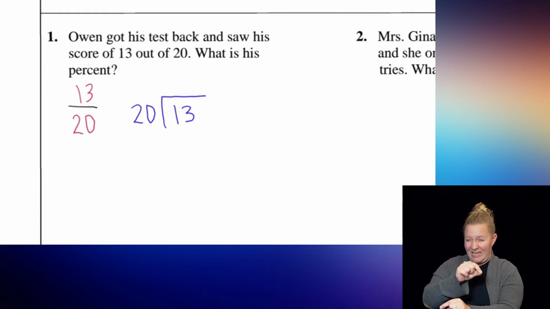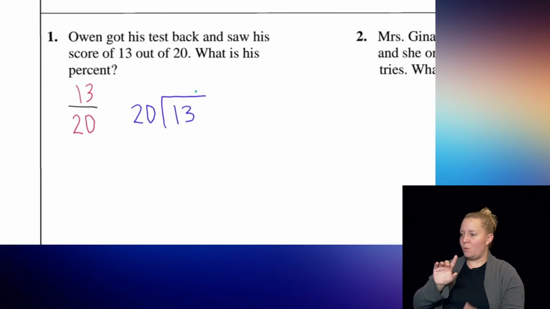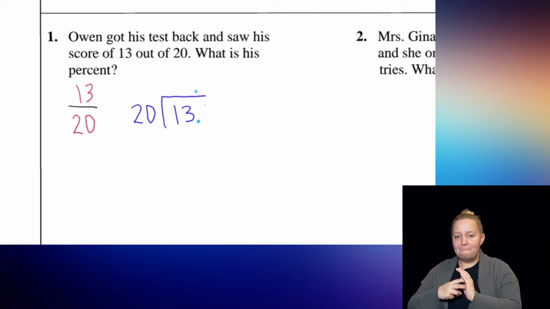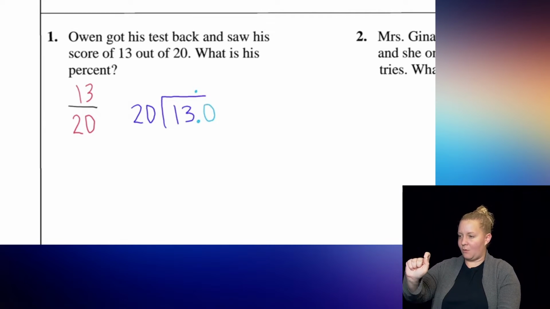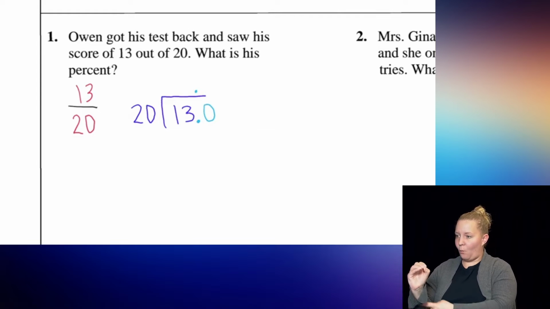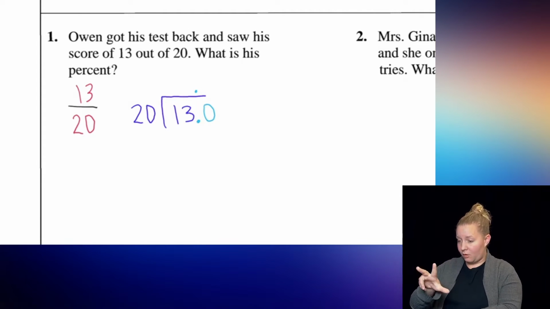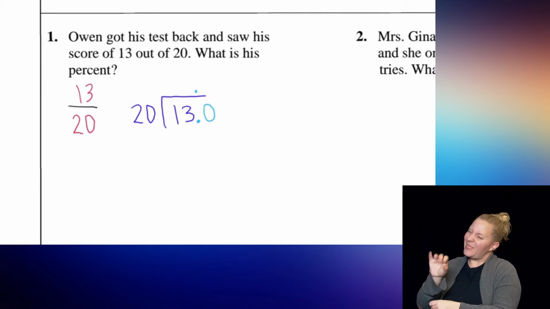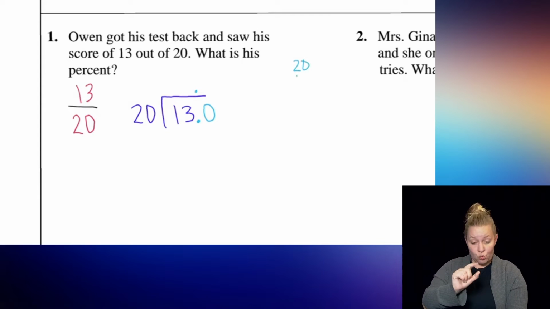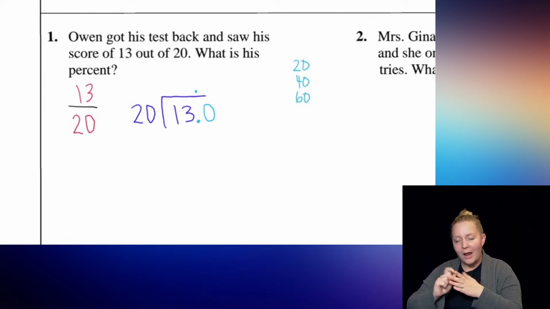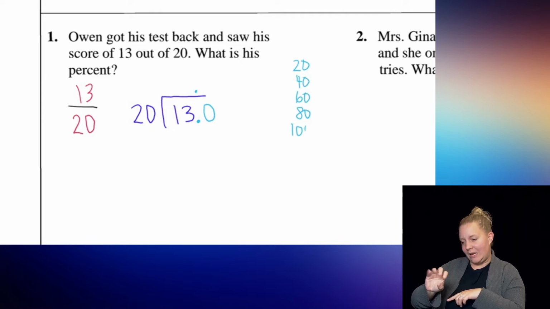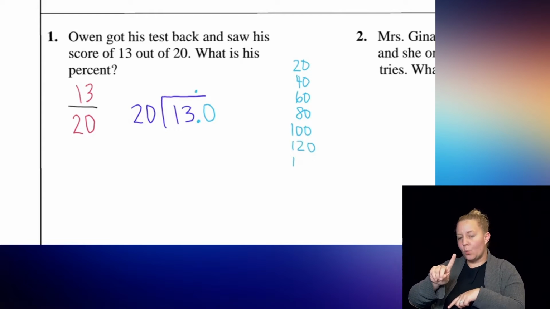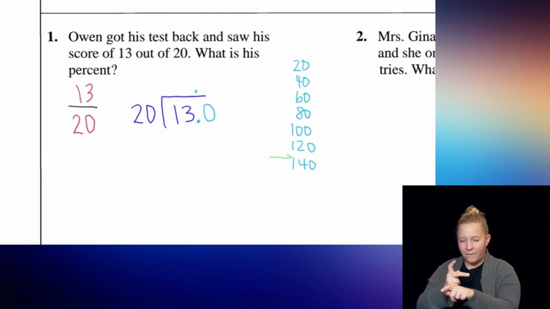So when that is the case, you're going to put a decimal up here and a decimal down here with a 0. Now that number is 130. So 20, how many times does 20 go into 130? Well, I'm going to get near it. I know that 20, and you can always write out your 20, 40, 60, 80, 100, 120, 140. So I know that I'm trying to find where 130 is. So 130 goes right here, and you can't go over it.